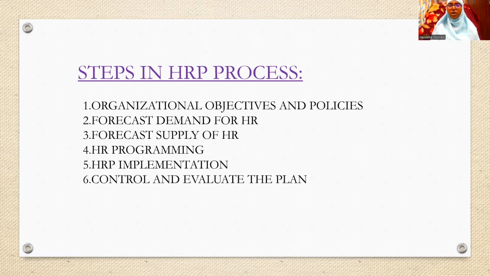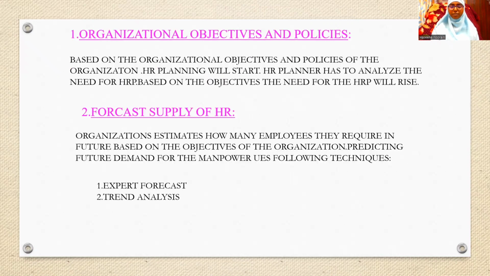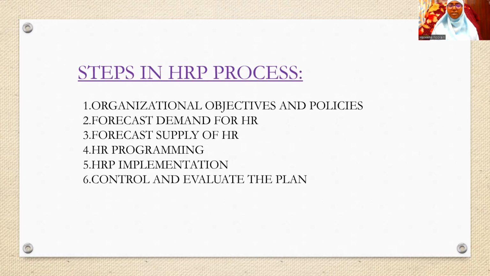The first one is organizational objectives and policies. It is very important to understand the objectives and rules and regulations which are written in the form of policies in the organization, to understand the criteria and environment of the organization, and what the organization wants to be in the future. By this, we can understand what demand will be arising in the future.